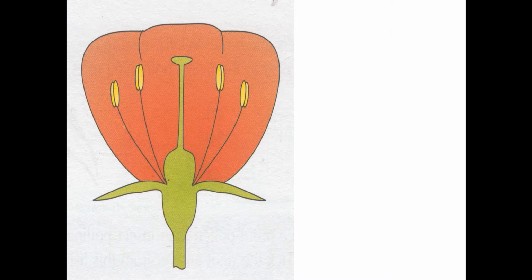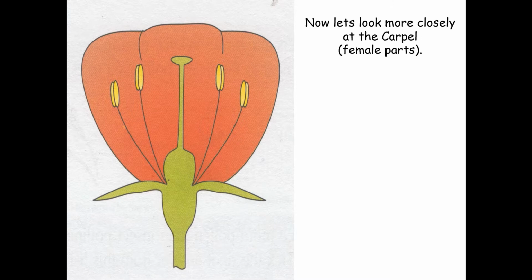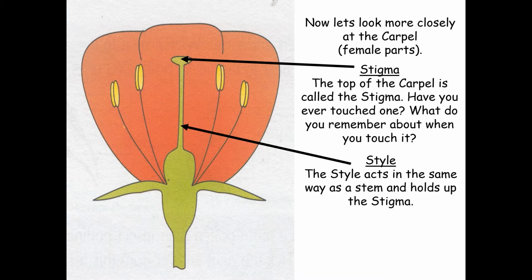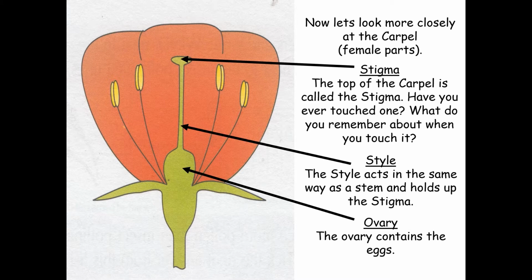The female parts, or the carpel, are made up of three main components: the stigma, the style, and the ovary. We find the stigma at the top of the carpel, and have you ever touched one? What do you remember about when you touched it? If you have a flower in the house right now and you touch the stigma, you'd find that it's quite sticky, and there's a reason for that, and again, we'll come back to that as well. The style acts the same way as the stem and the filament in the anther, and it holds up the stigma. We find the ovary at the bottom of the style, and this is where the plant's egg is contained.